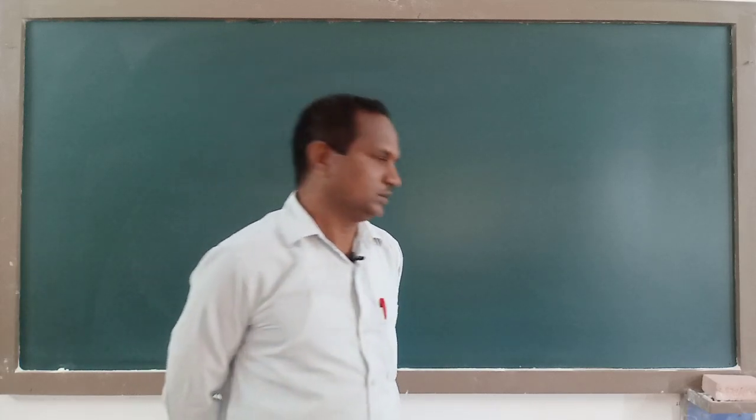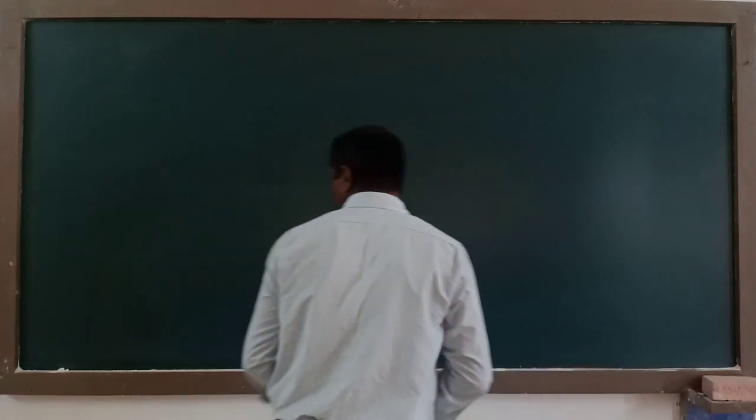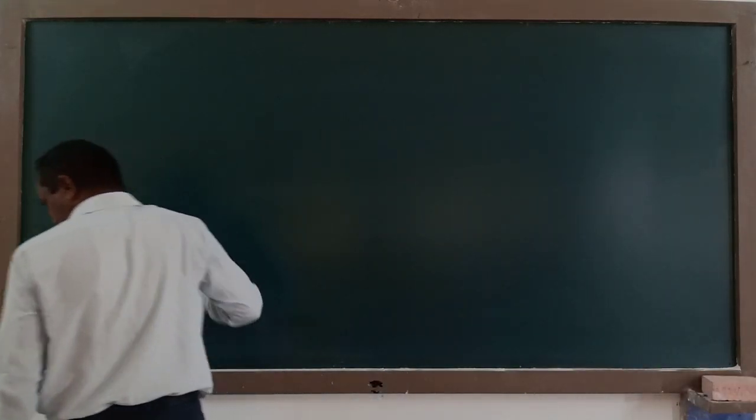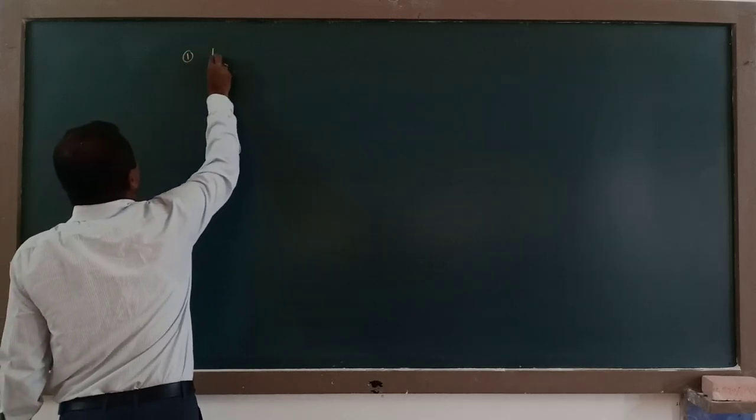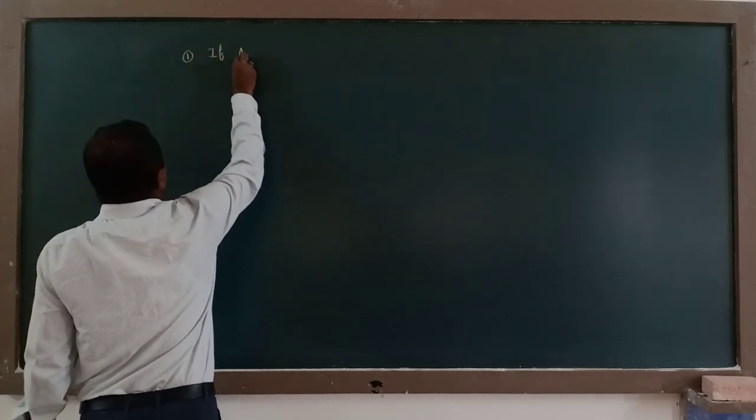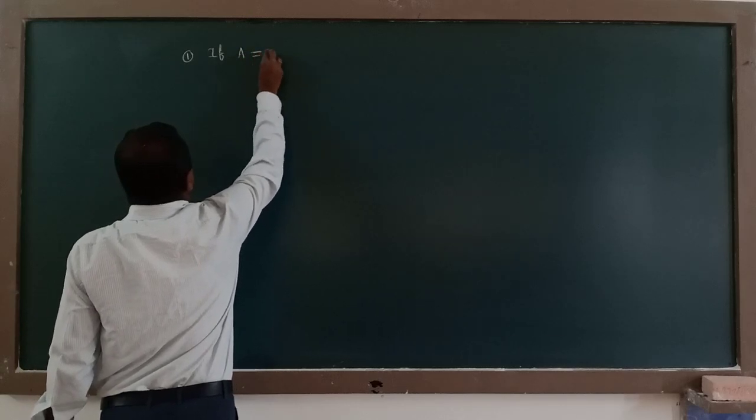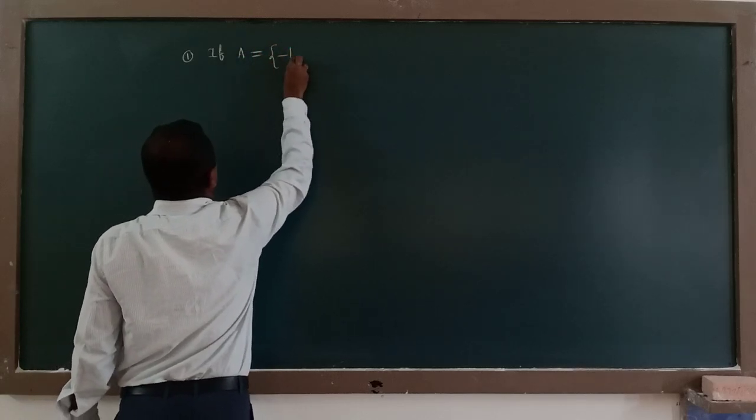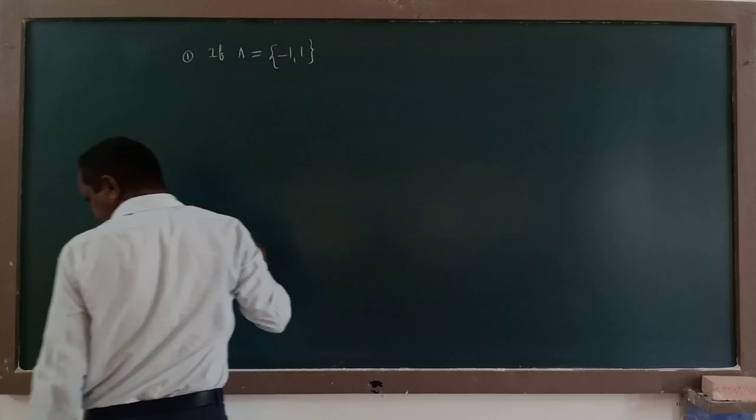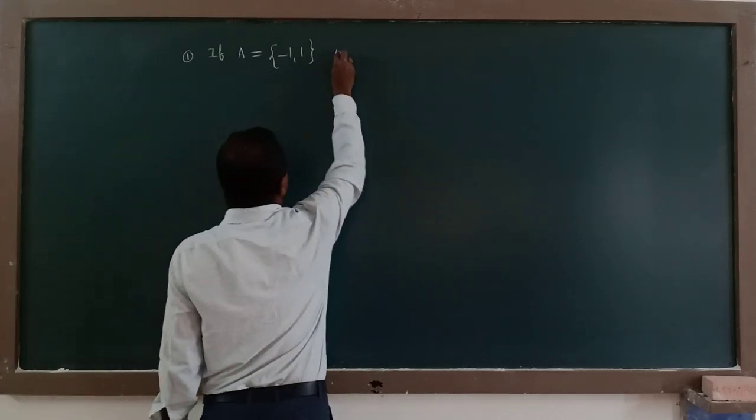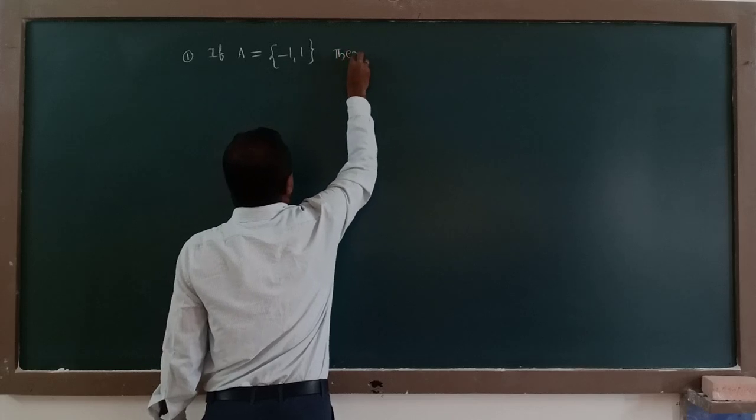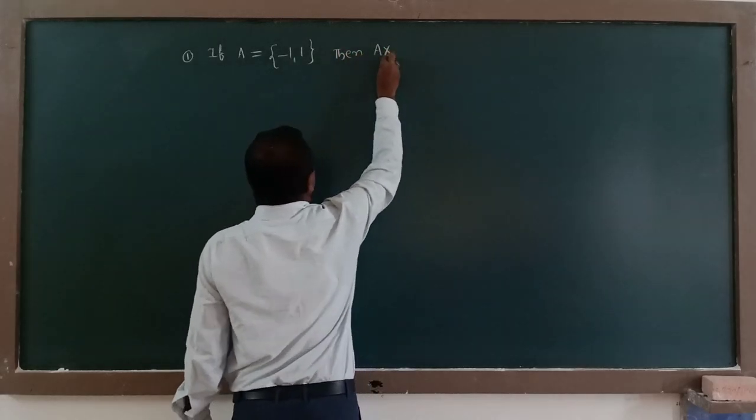The first question. If A is equal to the set of the elements minus 1 comma 1, then find A cross A cross A.